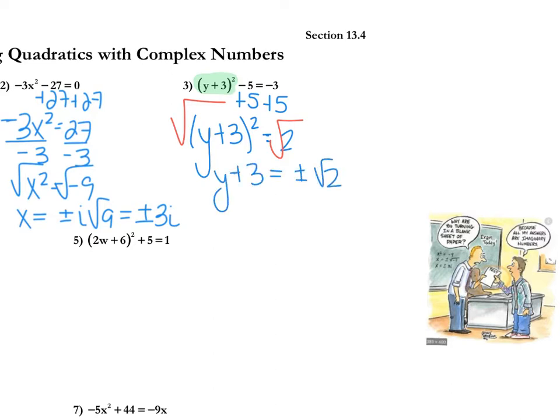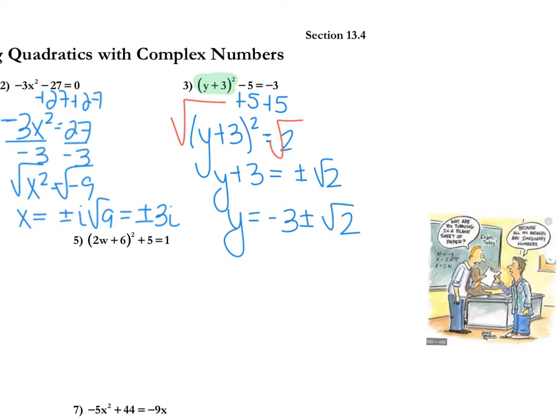Okay. Now the one thing, remember that when you are solving, the whole point is to get the variable by itself. So if I were to leave my answer like this, it would not be correct because the variable is not by itself. So I'm going to go ahead and subtract 3. So negative 3 plus or minus root 2. Remember, you cannot combine those. Those are not like terms.